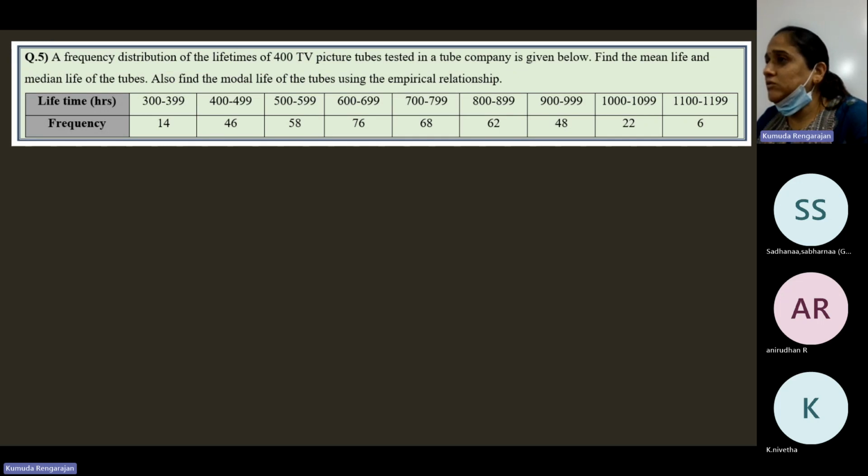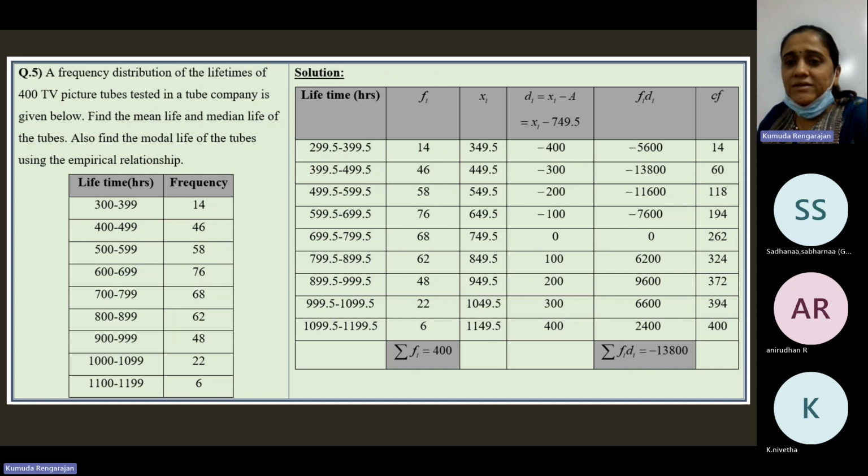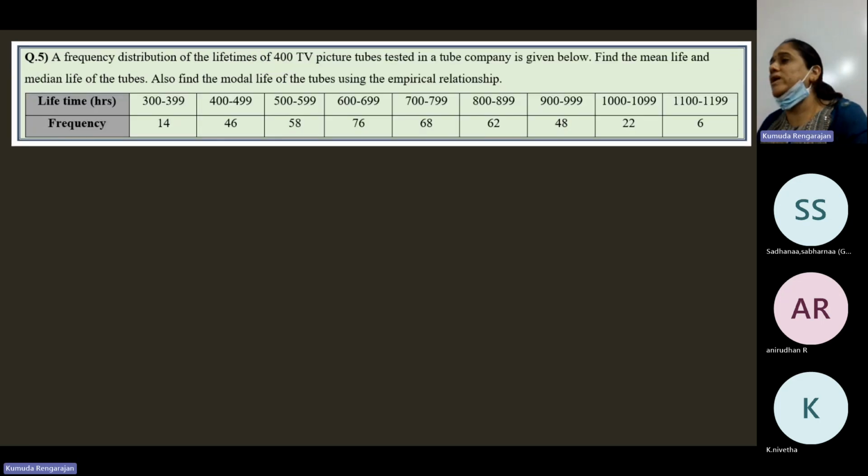Understood what to do? Take down the question, make the table, class intervals after making them continuous, Fi column given in the question, then CF column you can prepare, cumulative frequency column for median. Then you need the Xi values, mid values, for mean. Then we are finding mean using the assumed mean method. So the Di column and then the Fi Di column. And that's it. And what is the value of A? That's 749.5. All of you take that as the value of A.